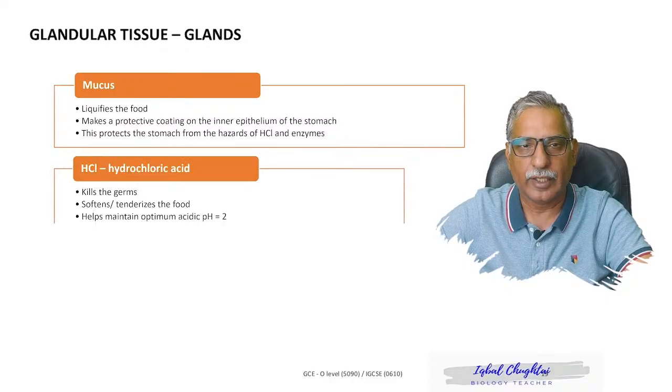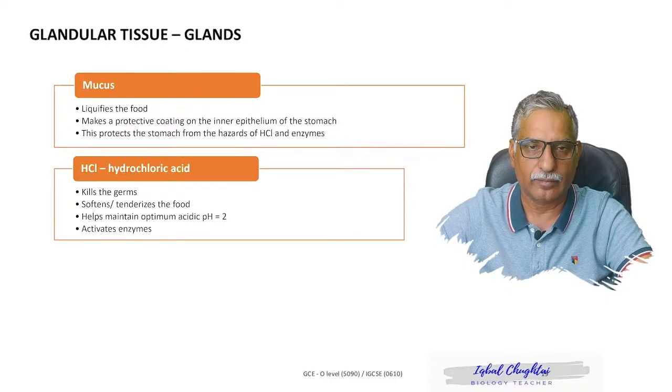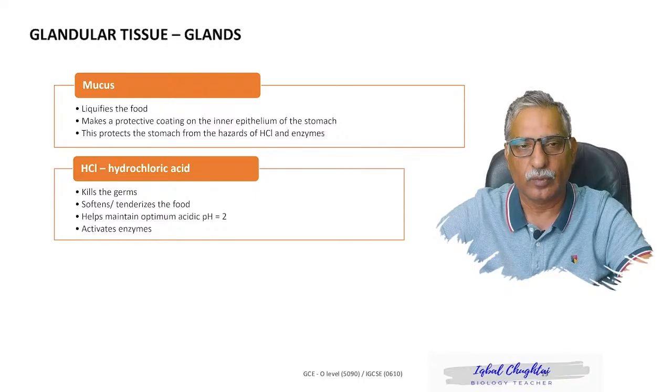Then we have HCl, hydrochloric acid. Hydrochloric acid is produced by the gastric glands with a strong pH of 2, and this hydrochloric acid performs a number of jobs. Number one, it kills all the germs that enter the digestive system along with food or drink. Second, this hydrochloric acid helps maintain acidic pH within the stomach that will help in activating enzymes and also help in the enzyme activity efficiently.